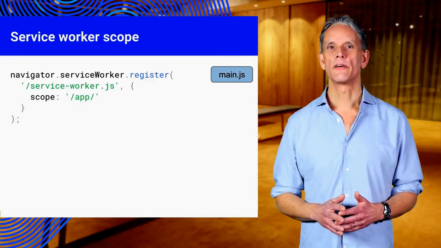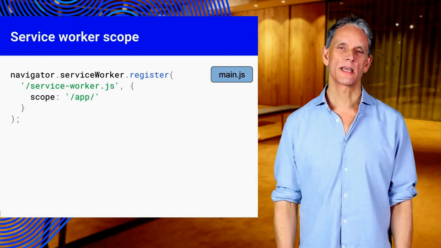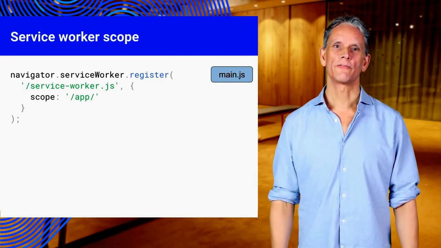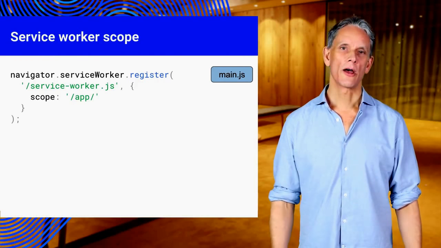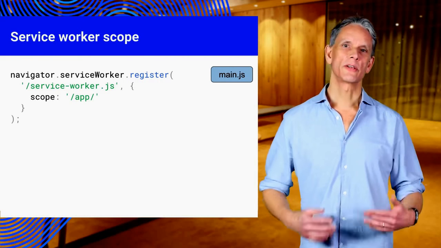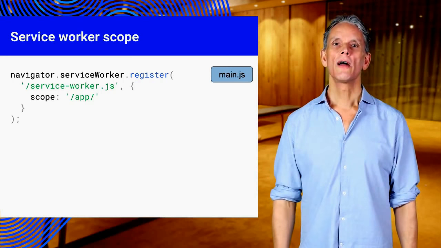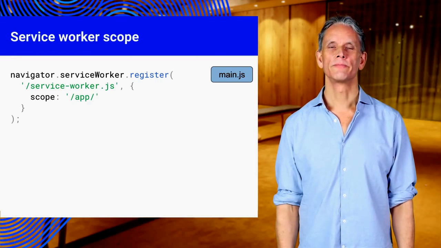The scope of the service worker determines from which path the service worker will intercept requests. The default scope is the path to the service worker file and extends to all directories below it. So, if the service worker script, for example serviceworker.js, is located in the root directory, the service worker will control requests from all files at this domain.